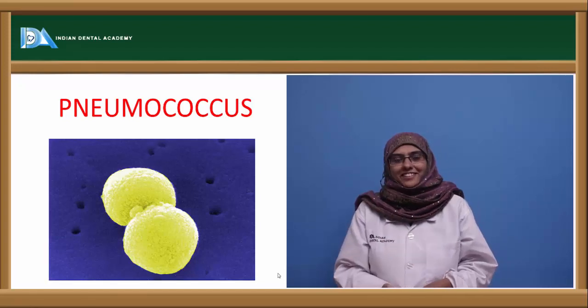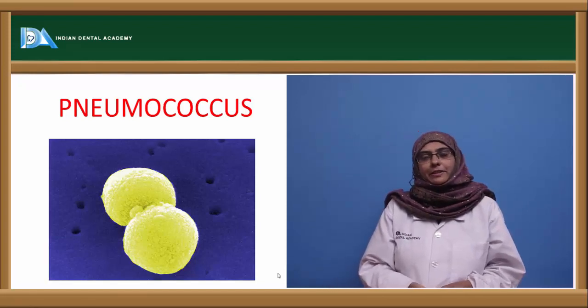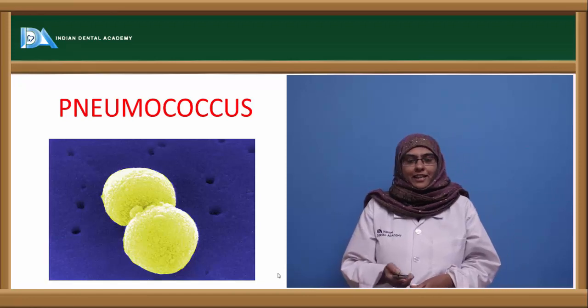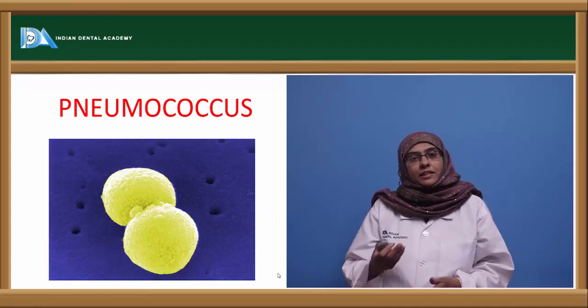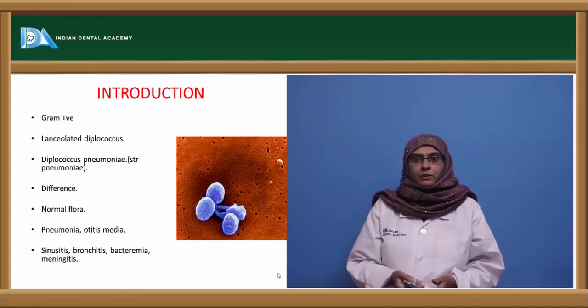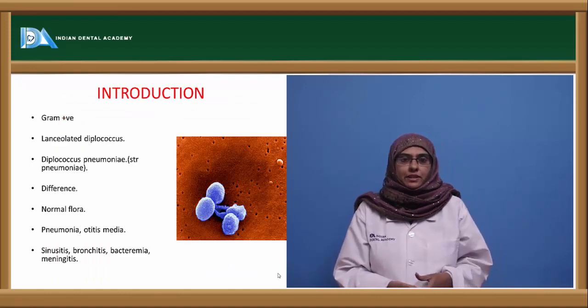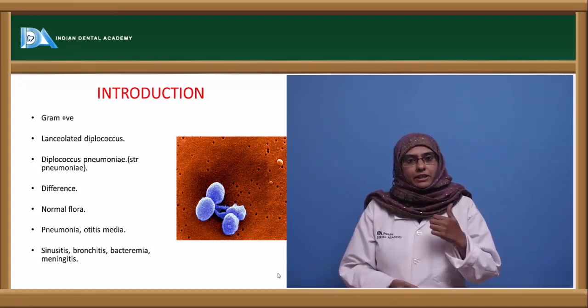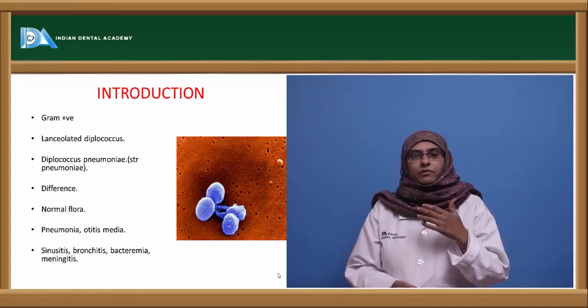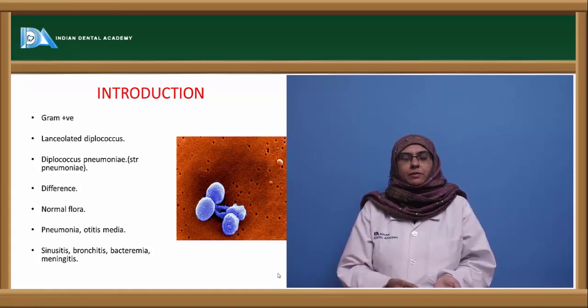Okay, the topic that we shall be dealing with is the pneumococcus. As in the last classes, we have studied staphylococcus and streptococcus, which are gram-positive organisms. This organism is also a gram-positive organism which exhibits a lanceolated, that is flame-shaped, appearance, and sometimes this organism can also appear in the form of cocci or spherical, resembling the streptococcus.